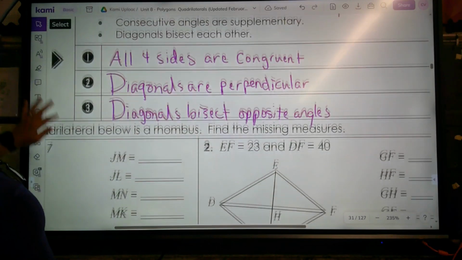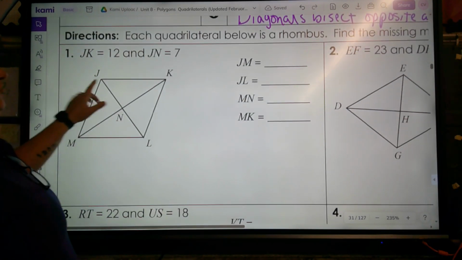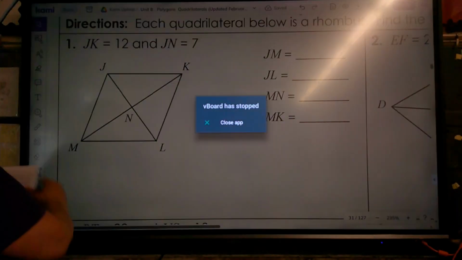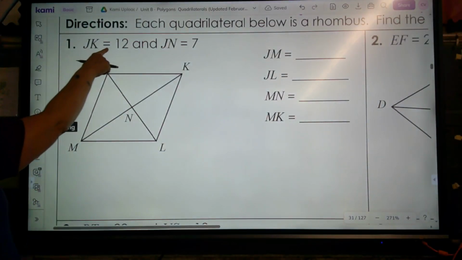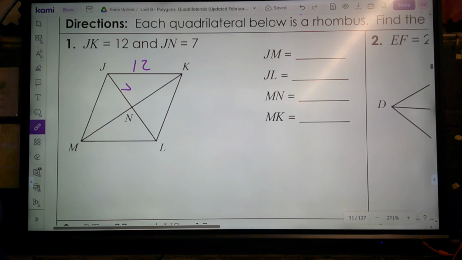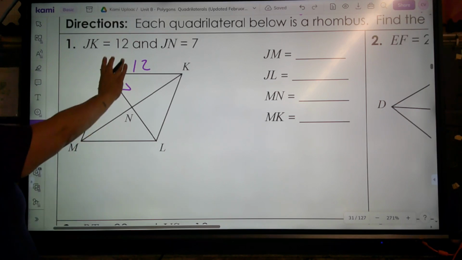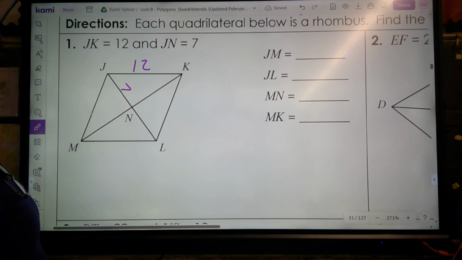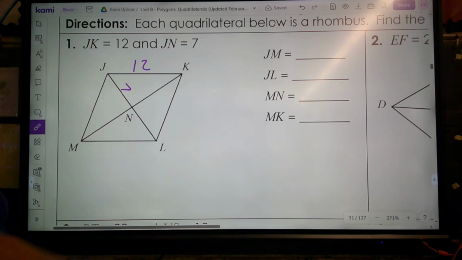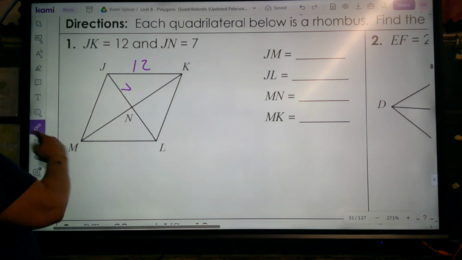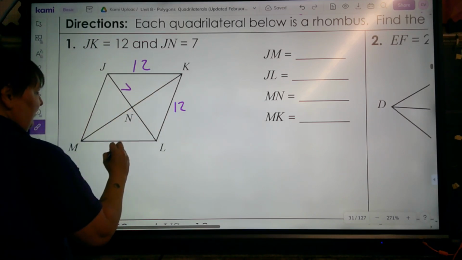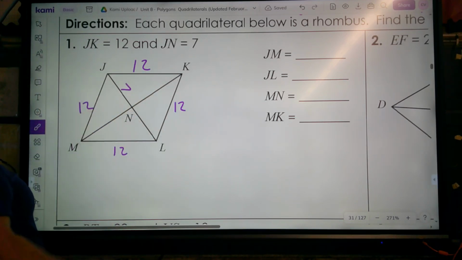All right, let's see how to use this information. Each quadrilateral below is a rhombus. Done. We know we can use the rules of a rhombus. All right, let's see what we know. JK is 12. JN is 7. These are all distances. They do not have the degree symbol. All of your questions are distances. All right, JM. Our first new rule is that all four sides are congruent. So if J to K is 12, then they're all 12. So J to M has to be 12.